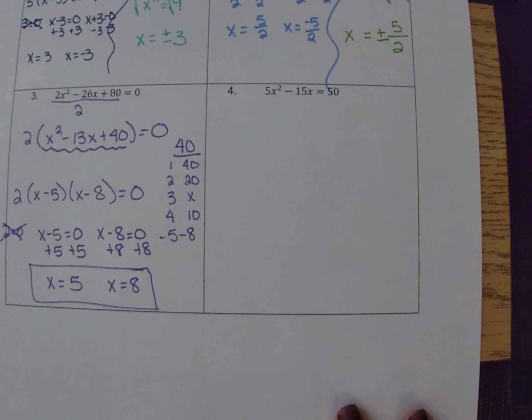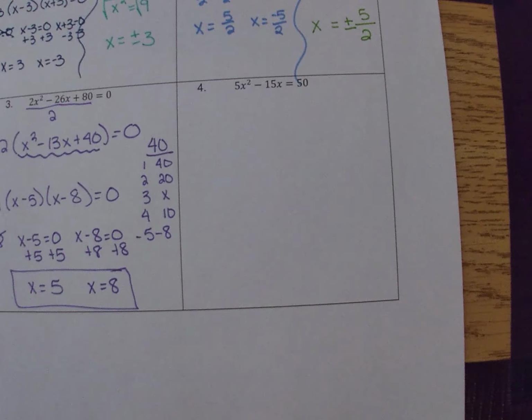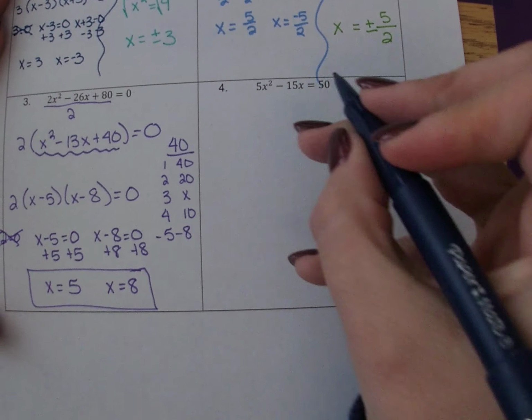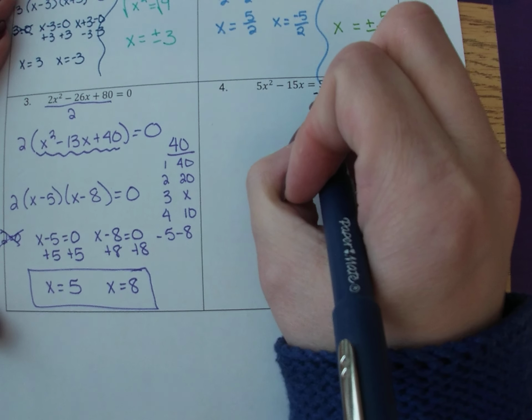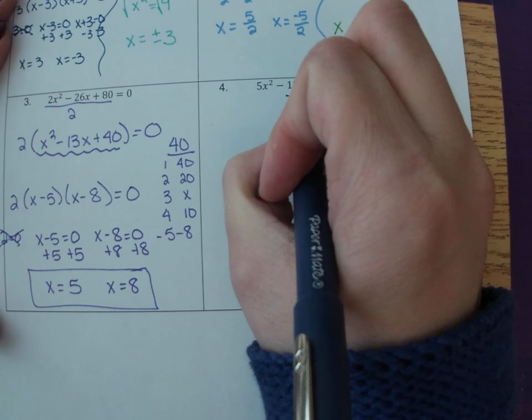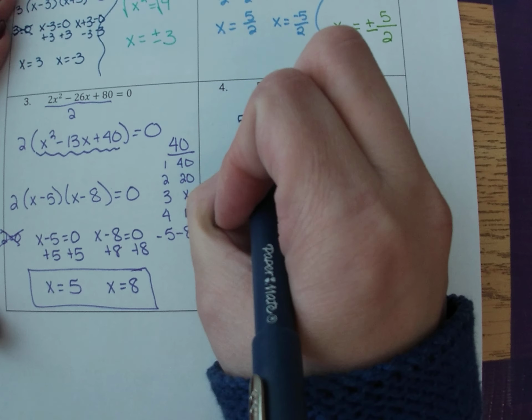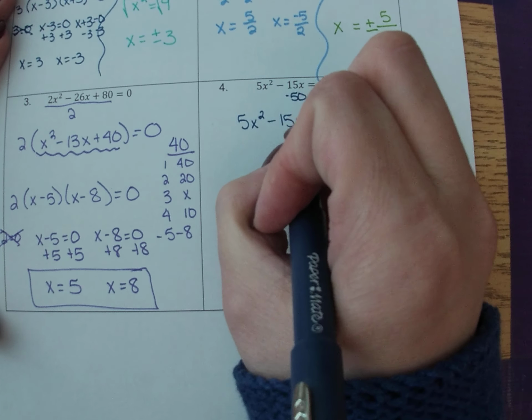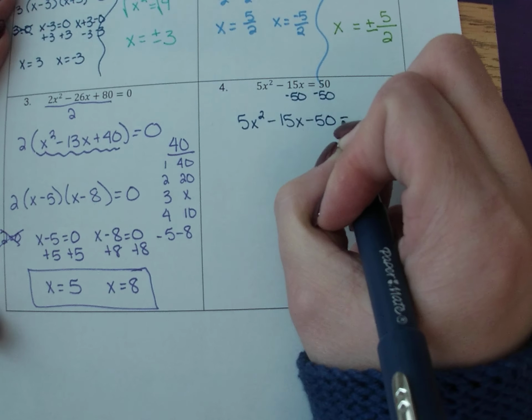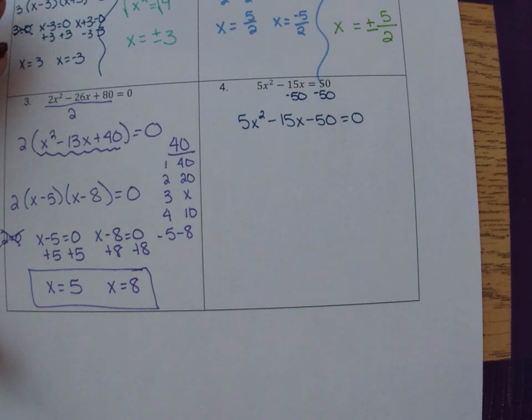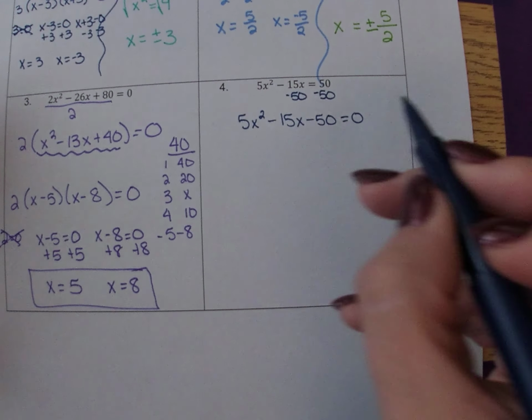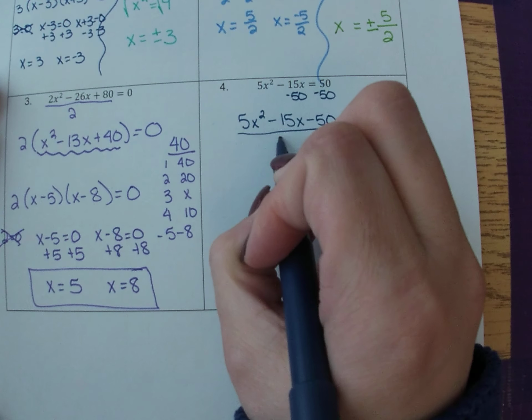Okay, when we look at number 4, it does not equal 0. So the first thing that we need to do is make this equal 0. So we'll move that 50 over, right? These are not like terms. And again, if we can factor out that GCF, it will make that factoring a lot simpler. So this has a GCF of 5, so I can pull out a 5.